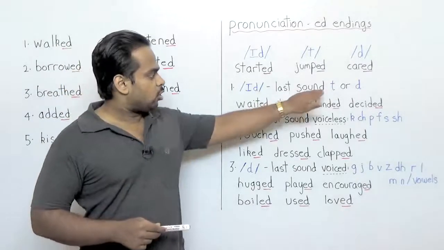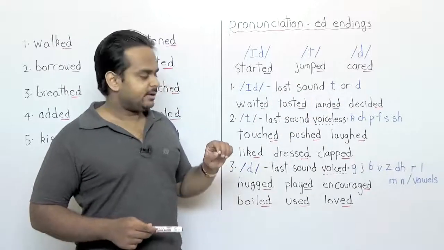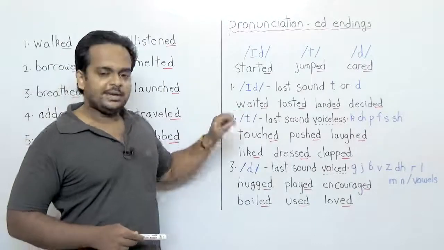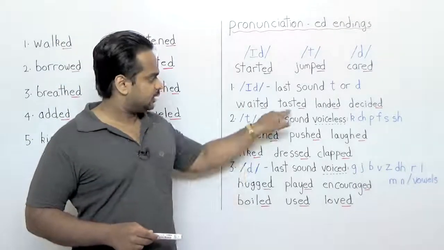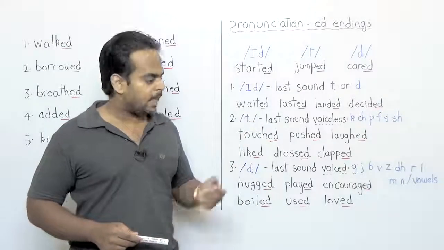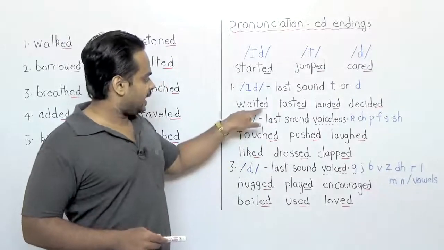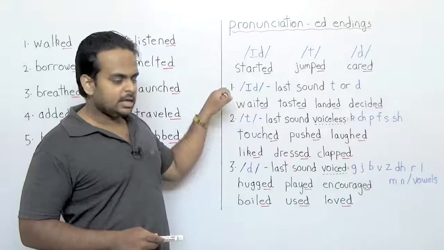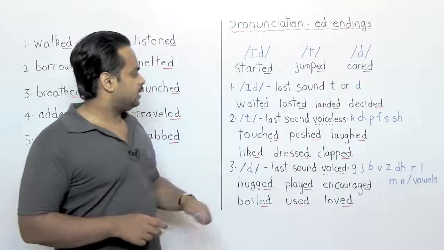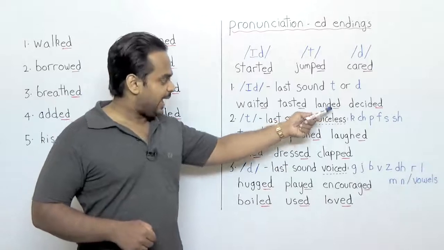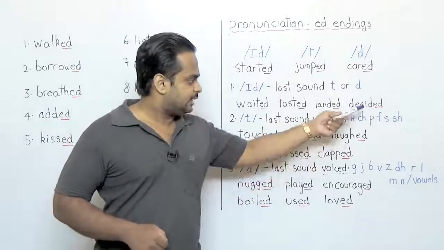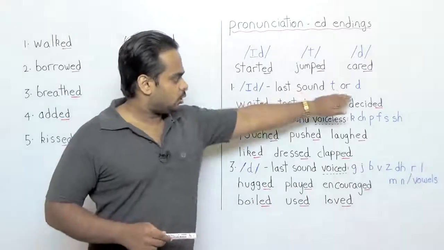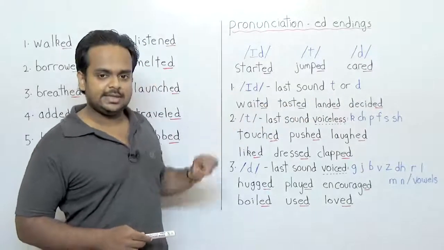If the last sound in a word is t or d, then the ed ending is pronounced id. Like, for example, waited, tasted. In both of these words, the last sound before the ed ending is t, so we use id. Similarly, in these two words, the last sound is d, so landed, or decided. So if the last sound is t or d, then the ed ending is pronounced id.